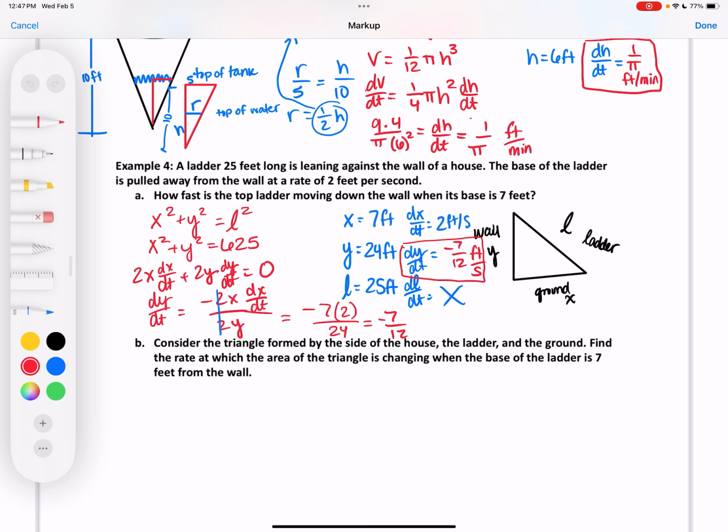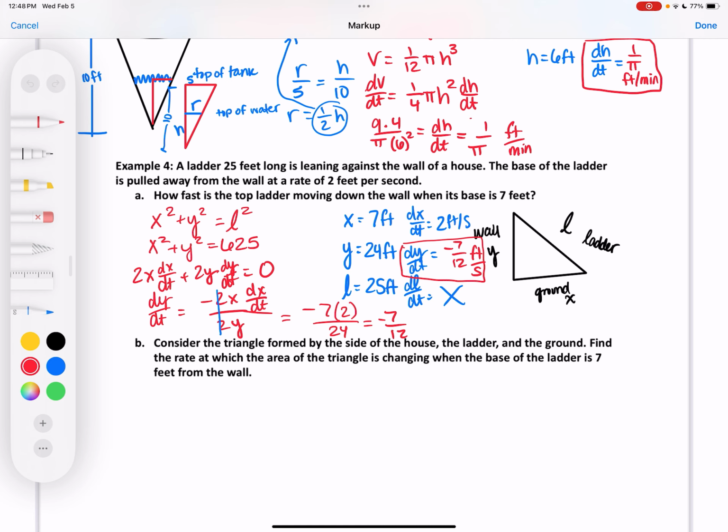Anyways, this ladder is consistently 25 feet long. So it's leaning against the house and it's sliding away from the wall at the rate of 2 feet per second. We will end up figuring out some more information. But pretty much everything, we draw triangles. There's a few things, like a cone, but it still has triangles within it. But we have the ladder here. This is like my house. So this is the wall and then the ground here.